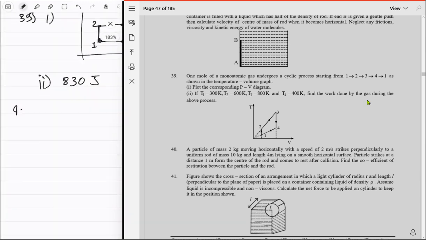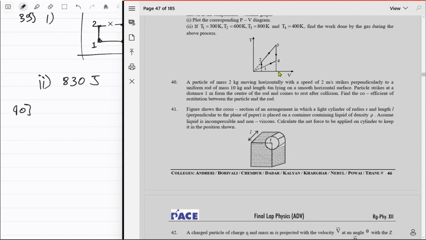Question 40. A particle of mass 2 kg moving horizontally with speed of 2 meter per second strikes perpendicular to a uniform rod of mass 10 kg, length 4 meter, lying on a smooth horizontal surface. The particle strikes at a distance 1 meter from the center of the rod and comes to rest. Find the coefficient of restitution between the particle and the rod.